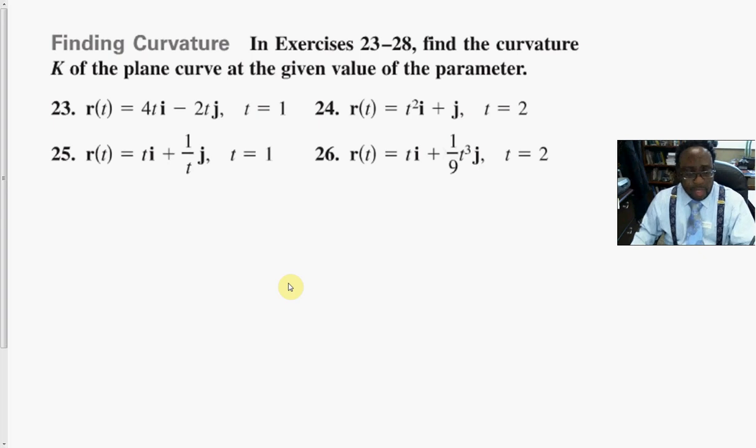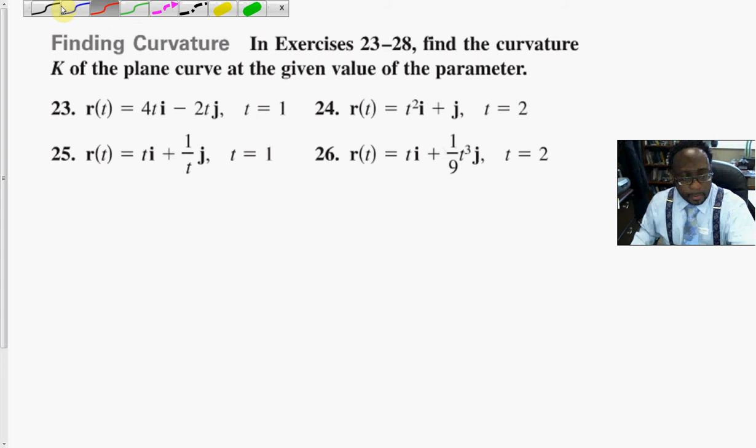Consider curvature in the plane. Let's take number 23. To find curvature, we need to find the norm of the tangent and then the norm of r prime. And just looking at number 23, you see that this particular path or position vector is some kind of plane, and so it's a straight sheet, so there is no curvature, so we expect to get 0.